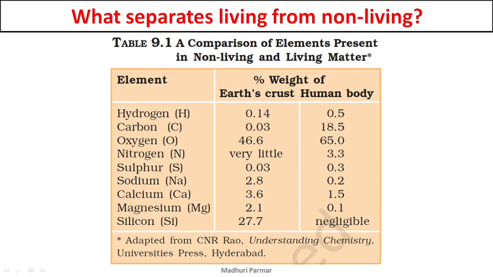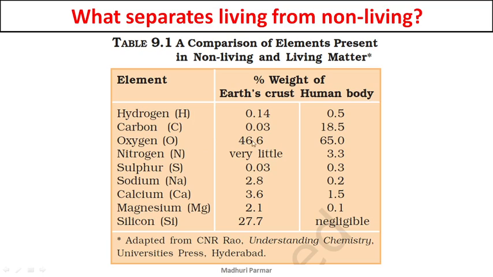To start with the element hydrogen: hydrogen in Earth's crust is just 0.1, while in the human body it is 0.5. You can see the difference, right? This will be true for all living systems. They will have higher hydrogen and higher carbon. Earth's crust has only 0.03% carbon, while the human body has 18.5%. Living matter is organic in nature, which means it is made up of carbon, hydrogen, and oxygen, which is why you see these values here.